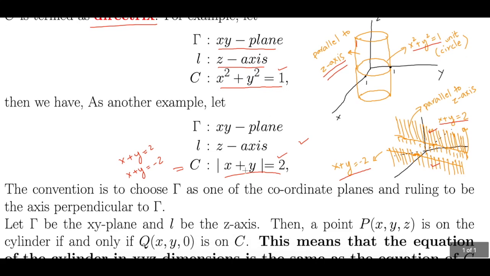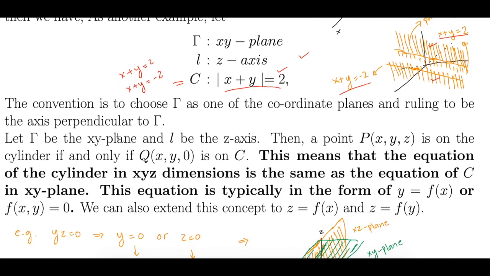By technical definition it is still a cylinder. Now the convention, let's read through this. The convention is to choose gamma as one of the coordinate planes. Coordinate plane means the xy plane, yz plane, or xz plane, and the ruling to be the axis perpendicular to the plane. So if we have the xy plane, then the ruling is the z-axis, and if we have the yz plane, the ruling is the x-axis, and so on. Now if our gamma is the xy plane and the ruling is the z-axis, then a point xyz is on the cylinder if and only if the point xy0 is on C.